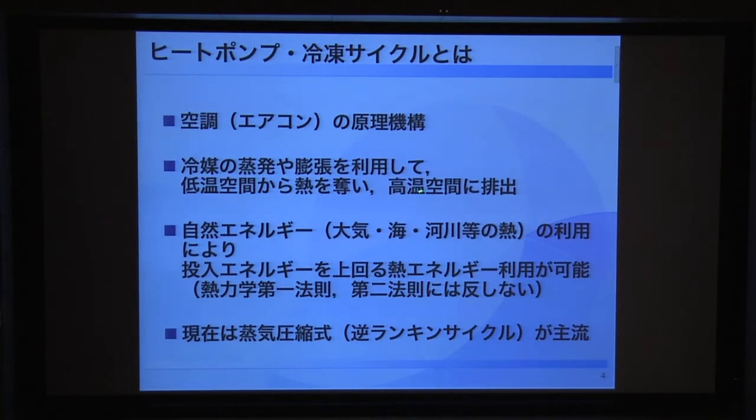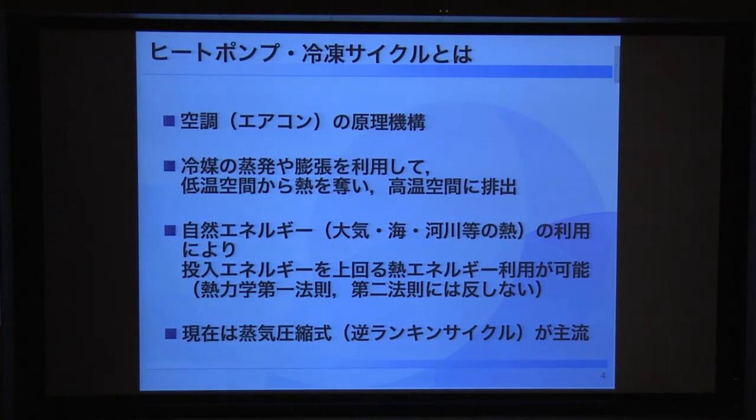And then it's compressed and turned back into liquid. Or during compression, the temperature would increase, so the thermal energy can be discarded to the outside area. So you can cool the cool area and discard the heat in the hotter area.